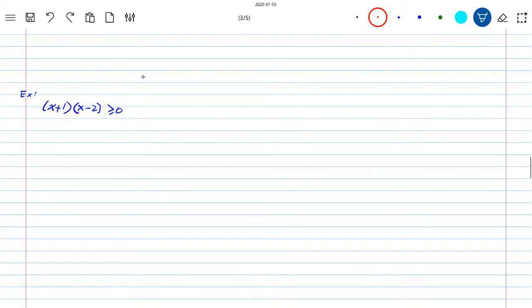Okay. The first step is to change this inequality to equal. Nothing else has changed. I change the inequality sign to equal, and I try to solve this equation. This is already in factored form. Now I can say, since this is an equality, one of these two parentheses must be 0. So either x plus 1 is 0, which means x equals -1, or x minus 2 equals 0, which means x equals 2.